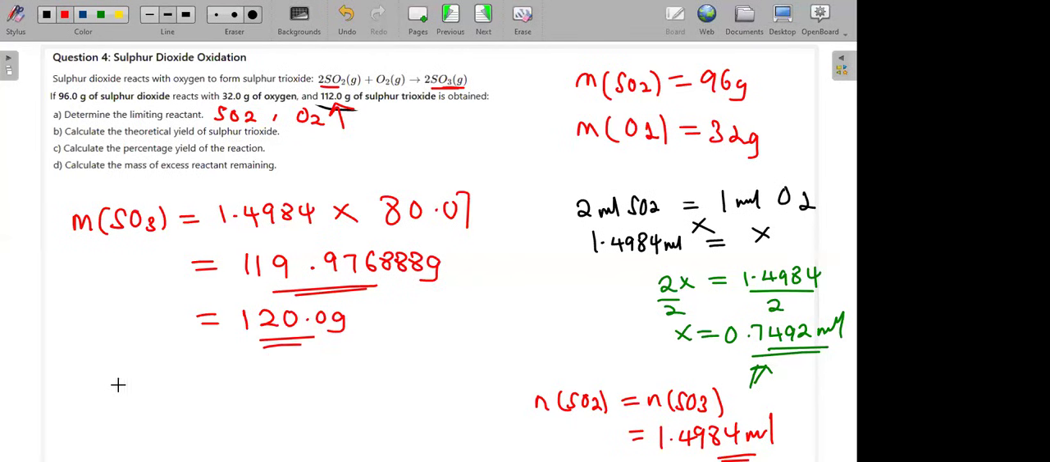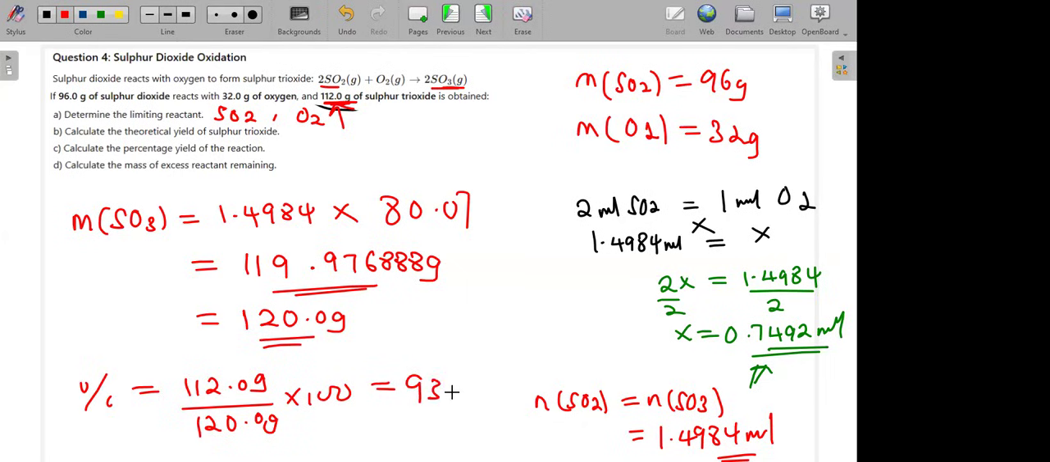So I get 120.0 grams. The percentage yield is equal to the actual yield that we're given in the question, divided by the theoretical yield, multiplied by 100. I get my percentage yield to be 93.3%. That's how we can solve that one. And then the last one, which is D, they're saying calculate the mass of excess reactant remaining.